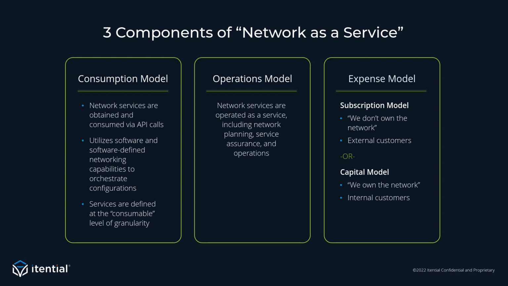That's the first part. The second part is the operations model. And this is, I think, one of the things that distinguishes network as a service from something that's just purely an API. What I mean by that is network services offered in NaaS are really operated as a service, meaning not only is the configuration change happening, but there's also some level of network planning around capacity, service assurance, operational support, because this isn't really about consuming just the change. It's about consuming the change within the context of that service.